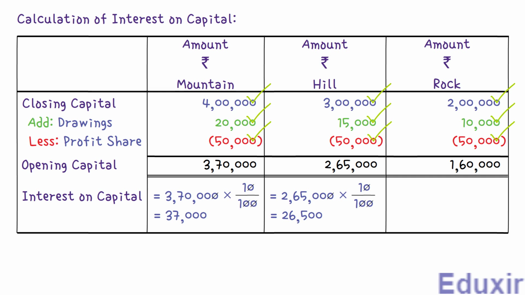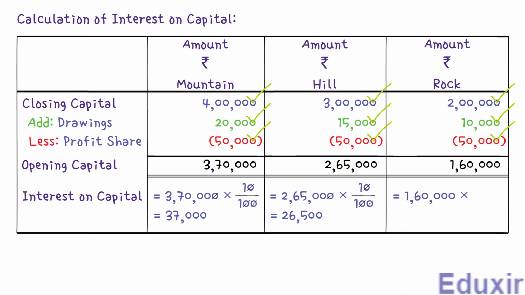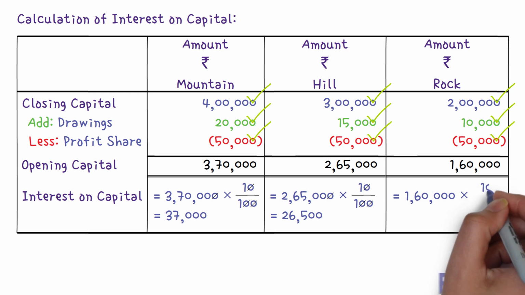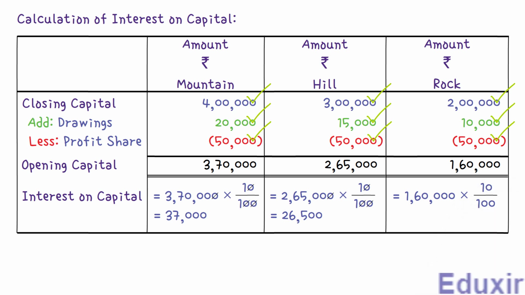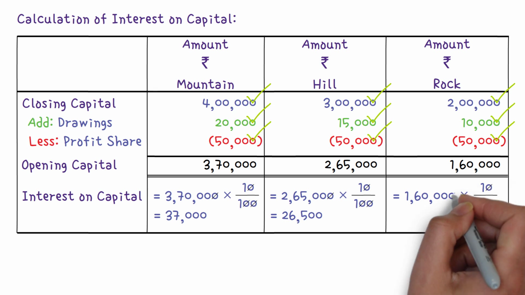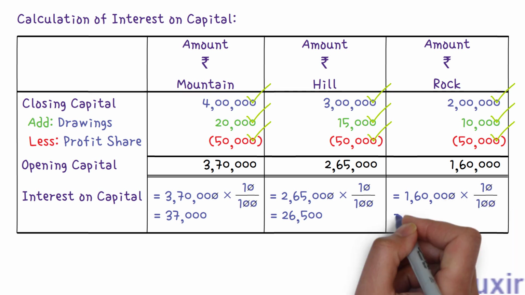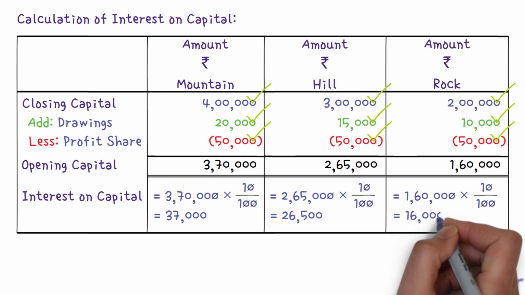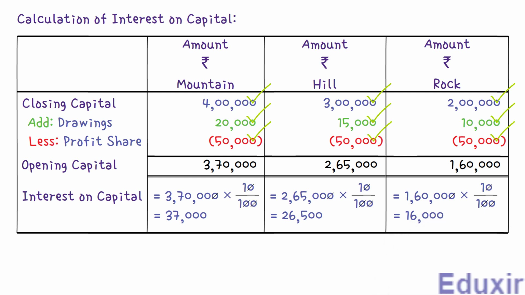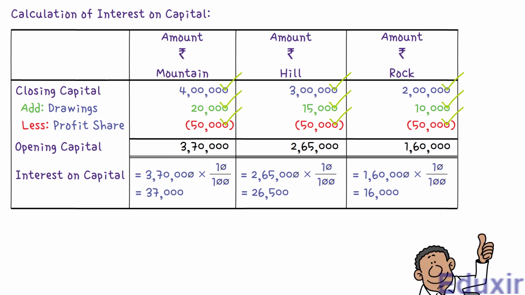Now, the interest on capital for the partner Rock is his opening capital amount of 1,60,000 rupees multiplied with the rate of interest on capital, which is 10/100. Let's cancel a 0 in 100 for the 0 in 10. Let's cancel another 0 in 100 for the 0 in 1,60,000 rupees. The resulting value of this calculation is 16,000 rupees. This is the interest on the partner Rock's capital. And with that, we have come to the end of the solution to this problem.